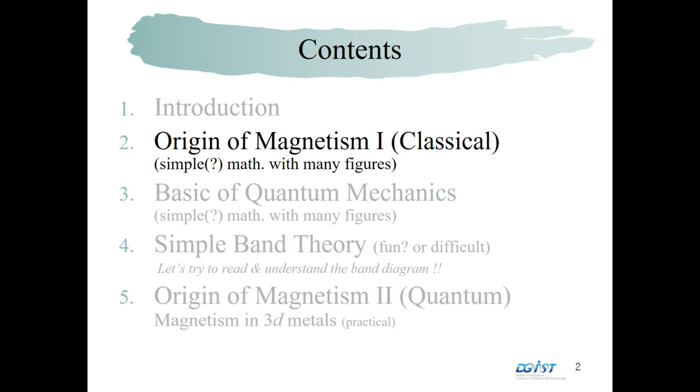So from now on, I'm going to talk about the origin of magnetism in the sense of classical physics. We need some simple math to understand magnetism. So if you have any problem understanding this mathematical expression, please let me know, and if you need some extra explanation, maybe I can give more.